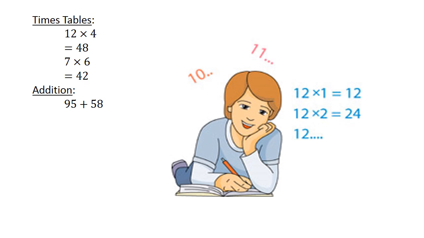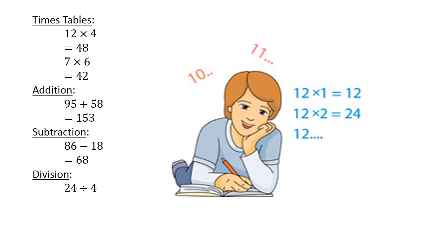Addition. 95 plus 58 equals 153. Subtraction. 86 minus 18 equals 68. Division. 24 divided by 4 equals 6.